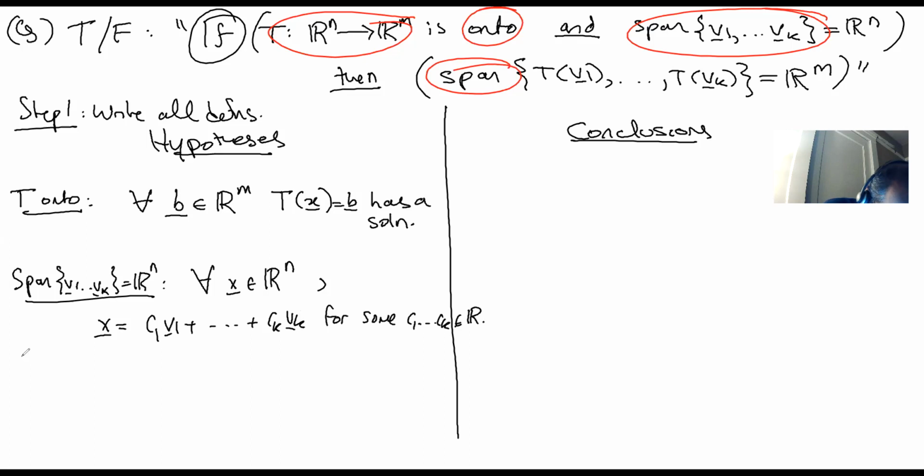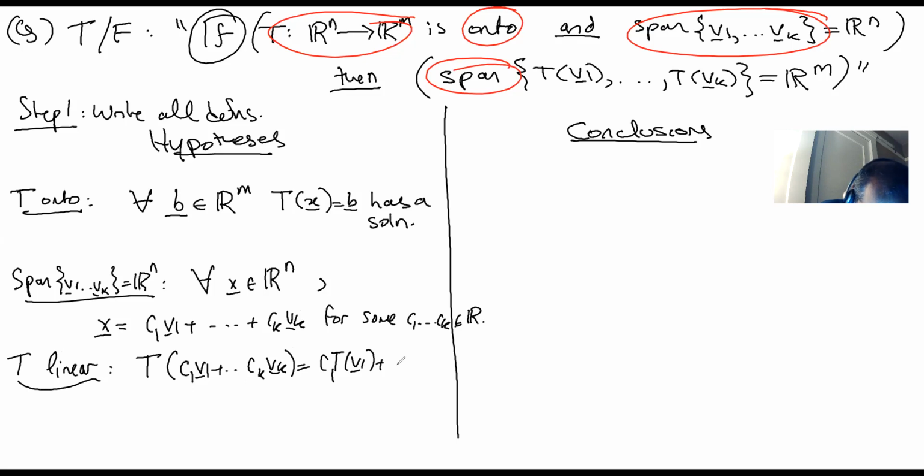Okay, what does it mean for T to be linear? Well, it means that it maps linear combinations. It preserves linear combinations, right? And this is for every c1 through ck, right?